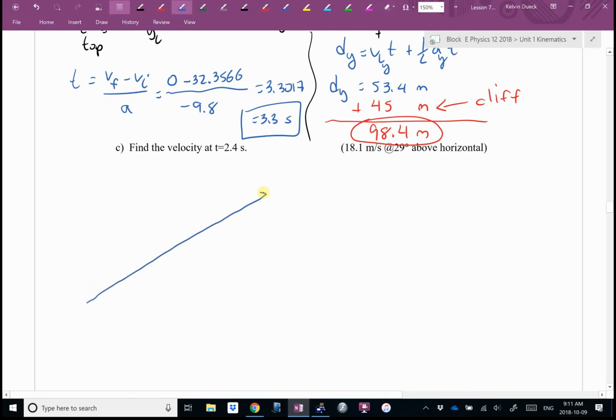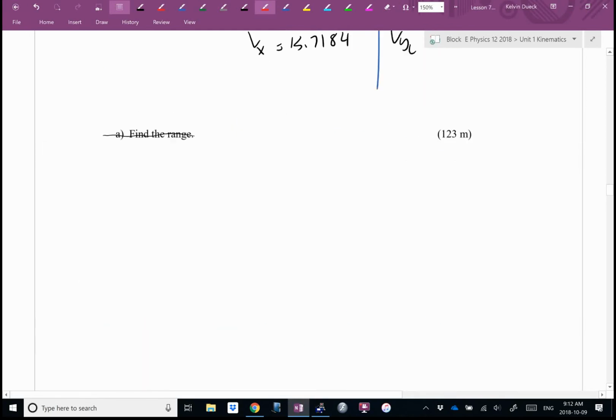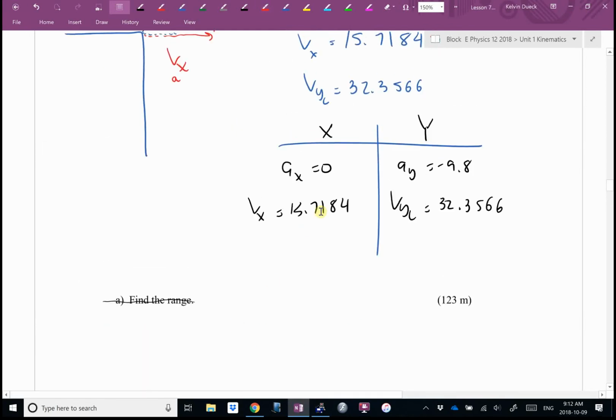Let's imagine the velocity after 2.4 seconds looks something like this. This is the velocity that we're interested in. Now, it could be steeper, it could be shallower. I don't care. But it's definitely at an angle. Did I say angle? Oh, wait a minute. I know Vx because Vx never changes. What was Vx from the previous page? You stay here, I'll scroll back. 15.7184 from our T table.